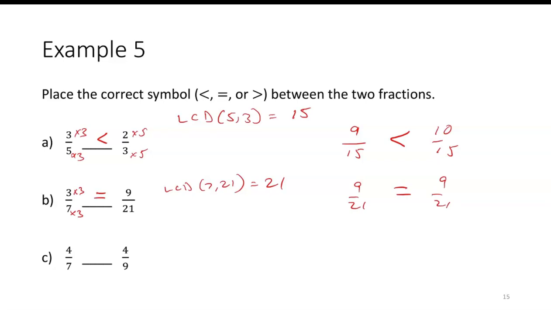4/7 and 7/9. The least common denominator between the 7 and the 9 is 63. So multiply the left fraction, top and bottom, by 9, and the right fraction by 7. So 4 times 9 is 36 over 63 compared to 28 over 63. So the 36 is larger than 28, so this would be the greater than symbol.